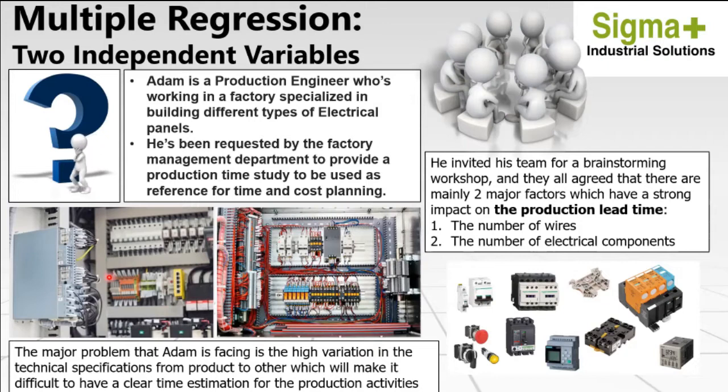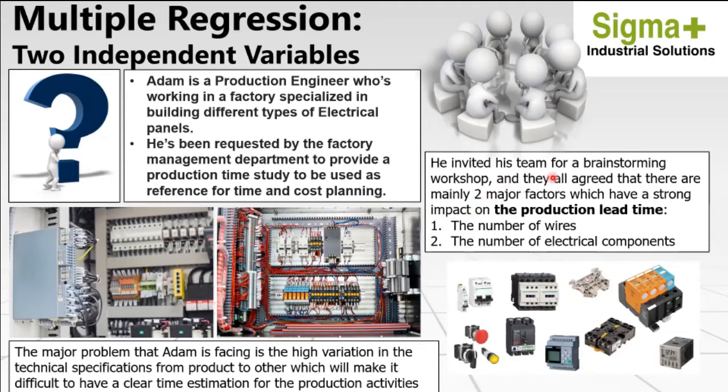So for those engineers who are working in the field of production of control panels, they know very well how far the variation goes in the technical specifications and the design requirements for the control panels, which leads to a high range of time consumed in production. This is a problem when making a time study estimation for those kinds of products. So let's see how multiple regression can help to solve this problem.